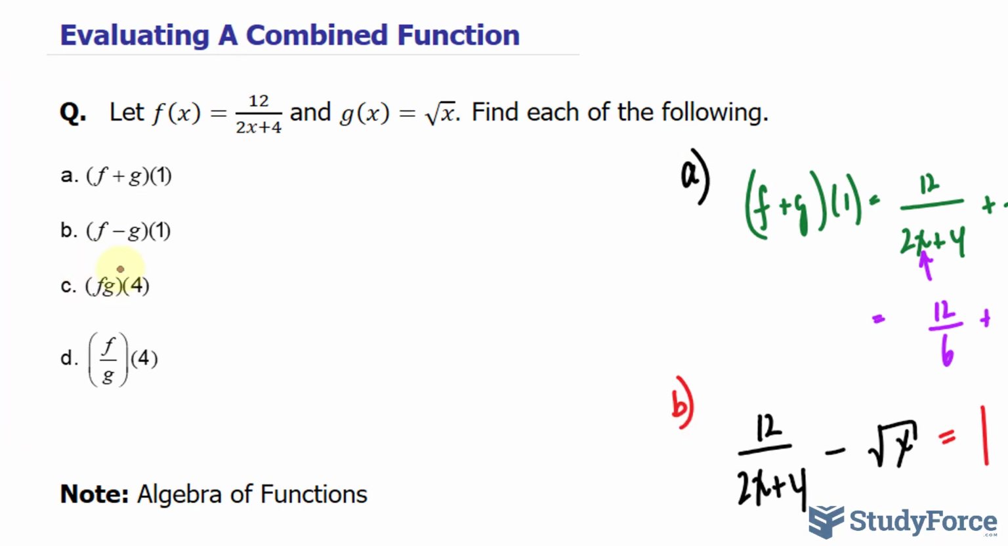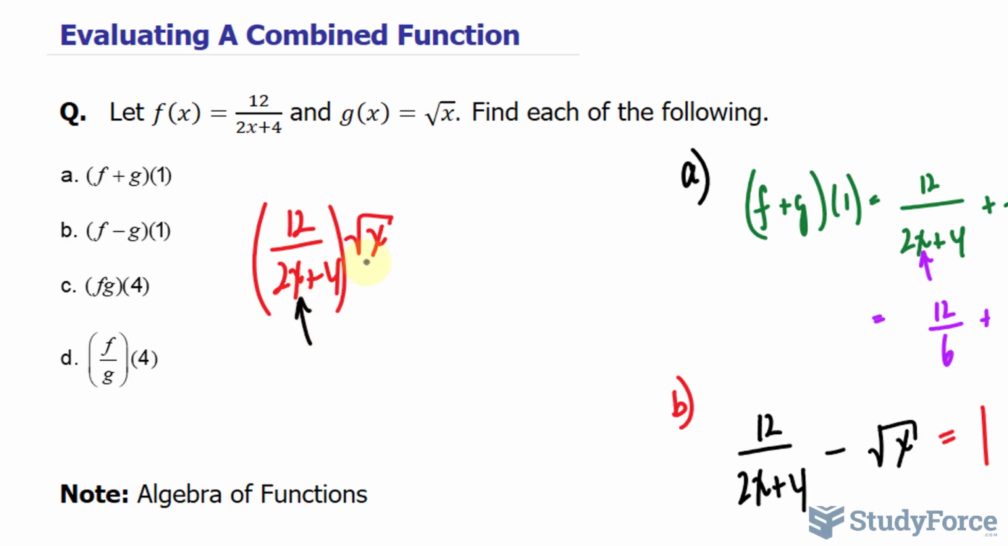Let's see what happens when we multiply them together. So I have 12 over 2x plus 4, and this time we are multiplying by the square root of x. Some teachers may expect you to simplify the expression as much as possible before applying the number. If that's the case, just keep in mind that you do not need to simplify in order to get the final output. So if you don't know how to simplify, just place the number into x and find the output and you'll still get marks.